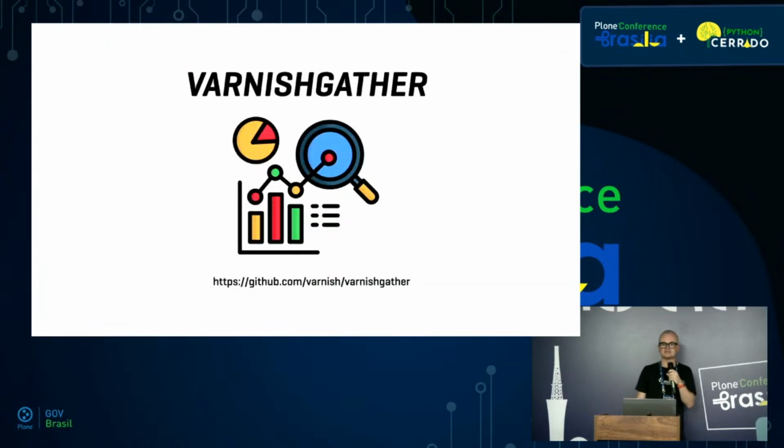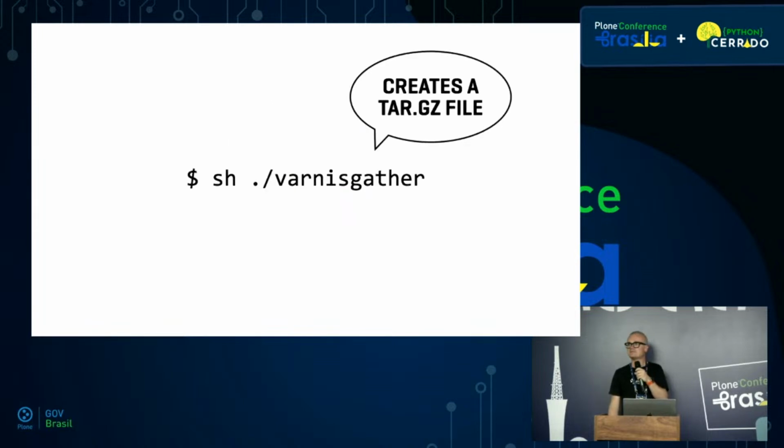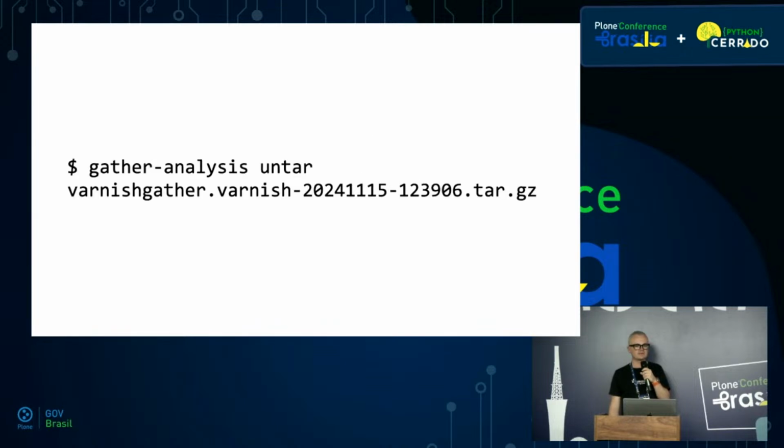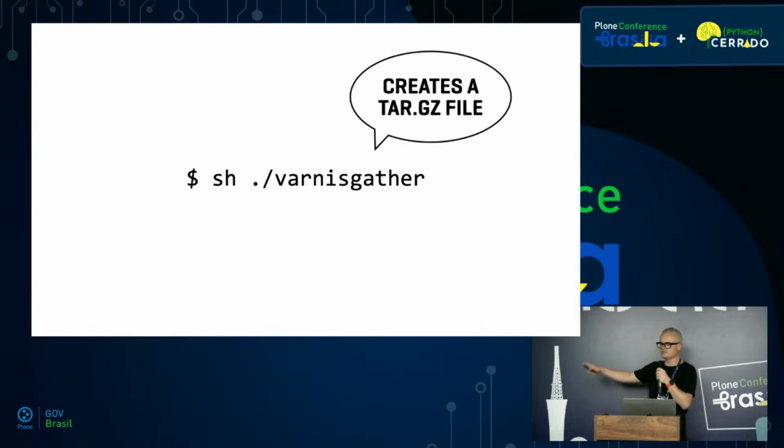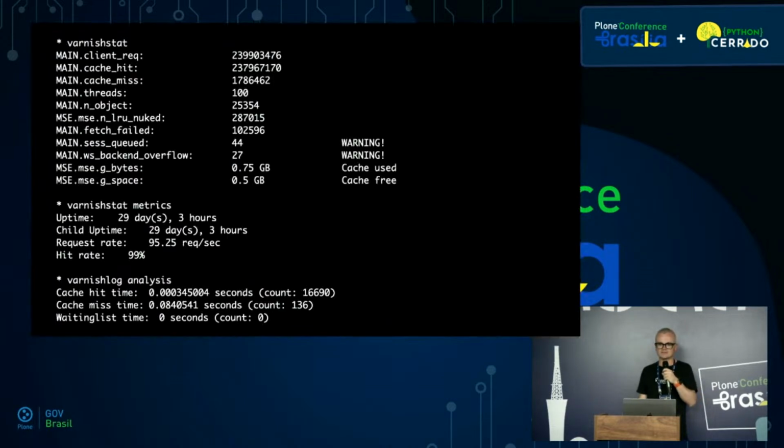What we do internally is also interesting. We have this free-to-use binary called Varnish gather, and you can run it on your system, and it will take a snapshot with a lot of information and will create a tar.gz file. And then we have this other binary called Varnish gather analysis, which does a quick analysis of it. Typically, you send the tar.gz file to us, and we'll analyze it, but we use this tool to get a quick snapshot. And this is the information we get out of it. You see the amount of hits, misses, threads, objects, nuking, session issues, and what we see here is a warning. 44 sessions were queued and 27 backend overflows did take place.